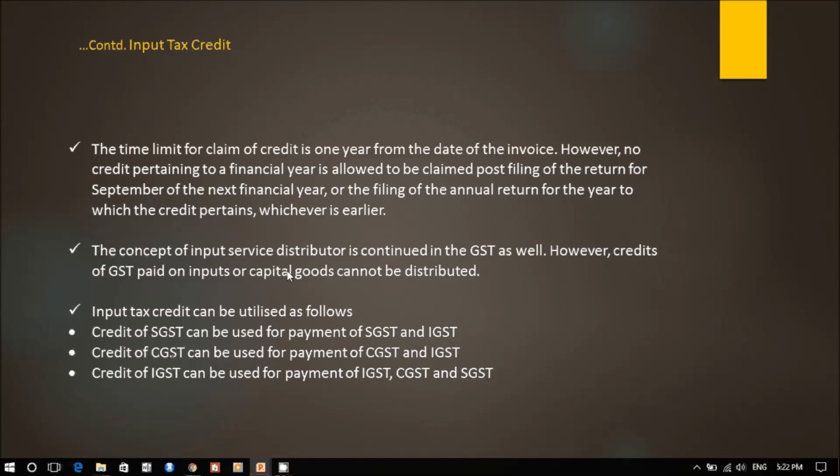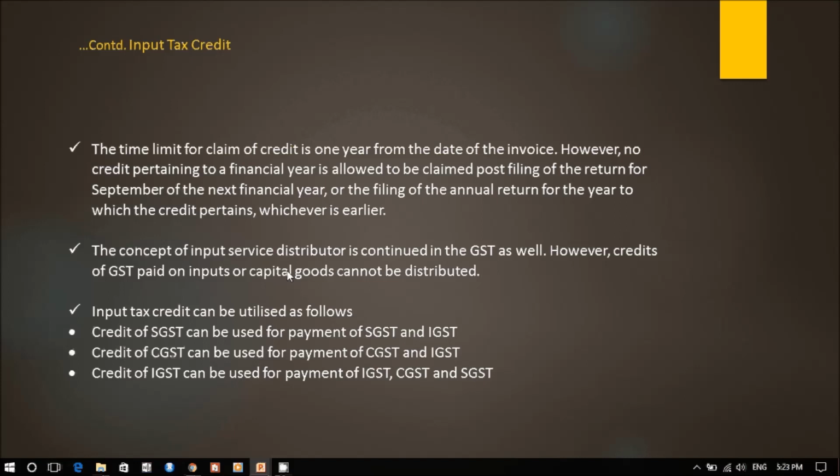IGST. IGST is integrated goods and service tax that would be levied in case of interstate transactions. So if we made an interstate sale and the amount of the IGST is rupees 1000, then we can claim the credit of 100 that we have paid on SGST for the payment of liability of 1000 rupees.